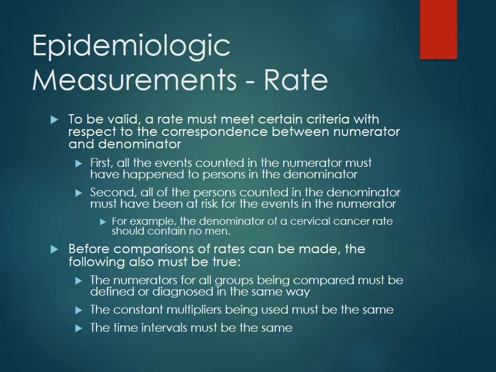The constant multipliers being used should be the same. So if you're using, say, per 1,000 people per year, that should be consistent amongst groups. And then the time interval should be the same. Why do you think that is? Yeah, because it's a rate, and your denominator is constantly changing based on your mid-period population. Risk could be compared together because your denominator never really changes in that situation. But for rates, it certainly does, so the time frame should be similar.